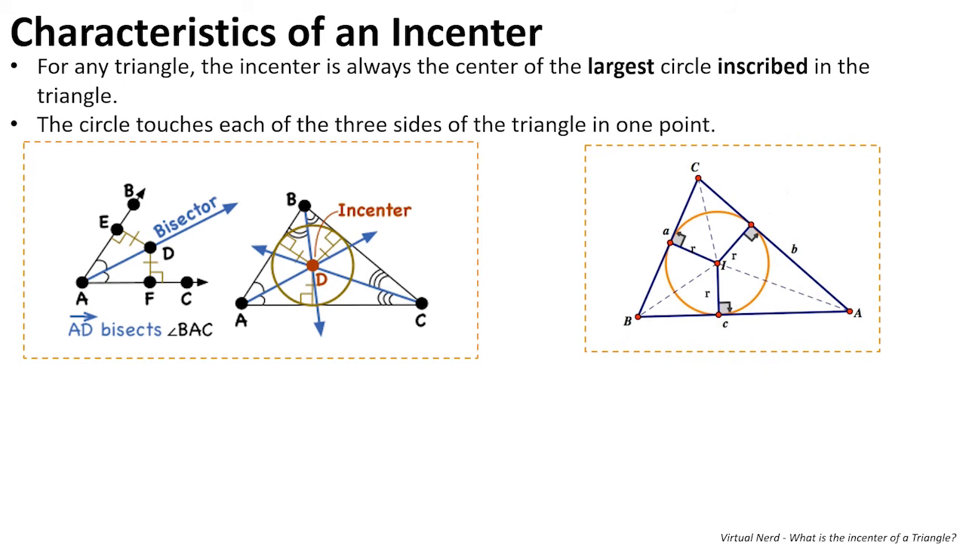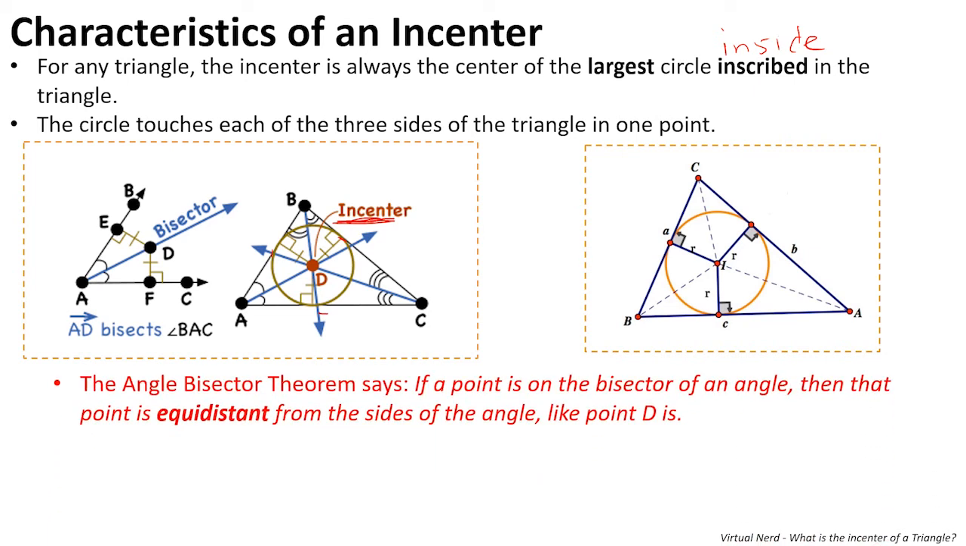All right, so let's look at some characteristics of the incenter. For any triangle, the incenter is always the center of the largest circle inscribed inside of the triangle. So here we have this circle inside the triangle, so D would be the incenter. The circle touches each of the three sides of the triangle in one point. So the circle touches the sides.